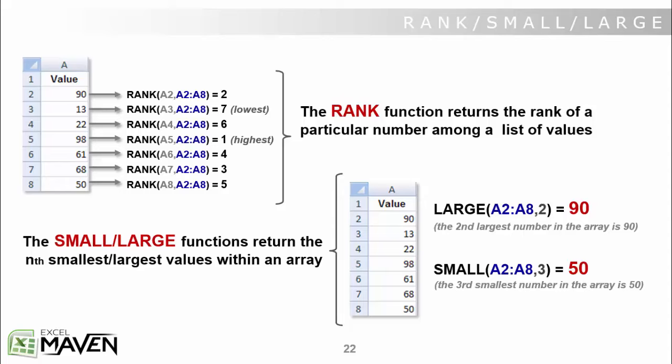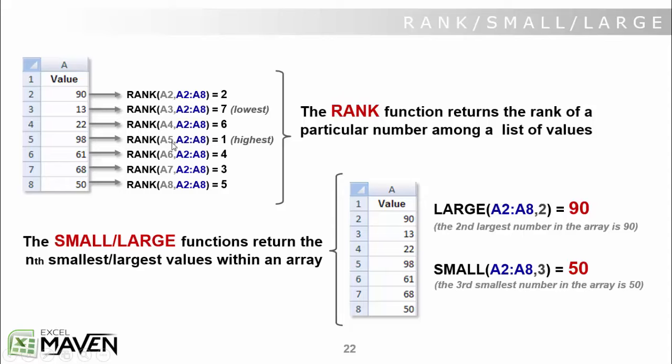Rank works in a similar way. It kind of gives you a similar insight. Again, two components of the formula. You start with the cell of interest, or the value that you're trying to find the rank of, followed by the array in which that value lives. So by writing rank A2, comma A2 through A8, we're looking for the rank of the value in A2 in the context of the array from A2 through A8. That would return 2 because the value in A2, which is 90, is the second highest value in that array.